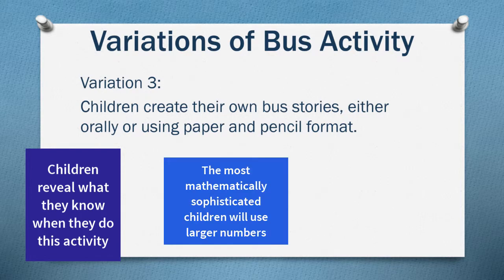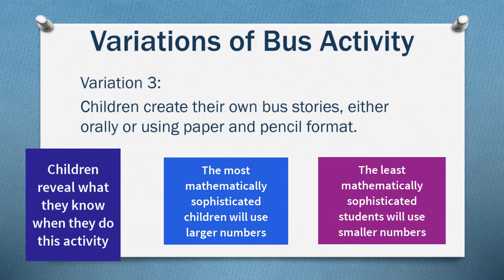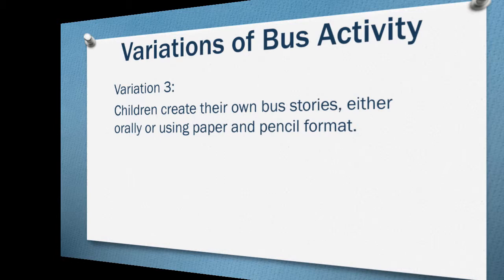For example, the most sophisticated children will use larger numbers. The least sophisticated children will use smaller numbers like 1 or 2. Some people will have 1 person getting on at a bus stop, 1 person getting off at a bus stop. You can see that this activity is really very open-ended and will reveal a lot to the teacher.